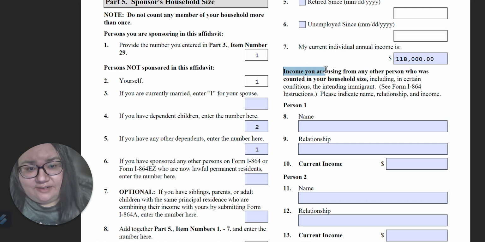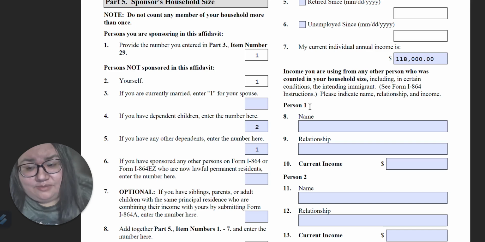But if you find yourself in a situation where the petitioner does not make enough income and you are needing to combine the income with someone else in the household, including the immigrant that the petitioner is petitioning for, if that immigrant has a valid employment authorization document, their income can be combined with the petitioner.